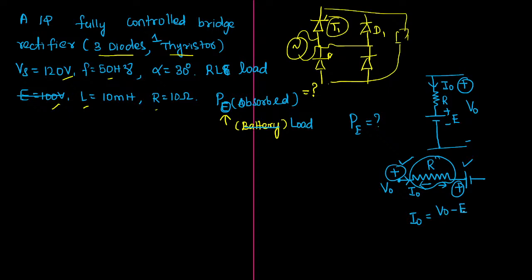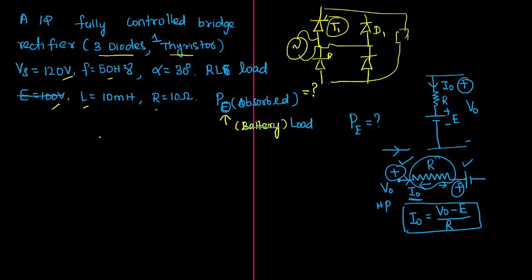We know the value of V naught is always higher than the value of E. So V naught minus E, the direction of current is clearly telling. And one more thing: when the direction of current is going left to right, it means what? Current is always directed from higher potential point to lower potential point. So you can simply consider V naught minus E divided by R. You will be getting the value of I naught.